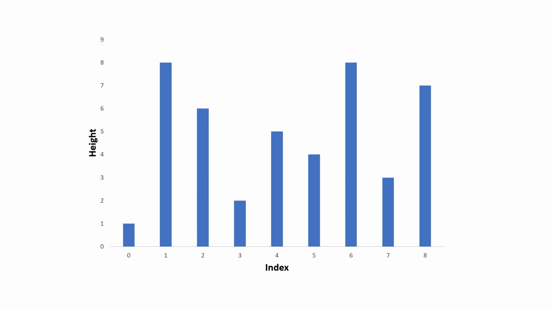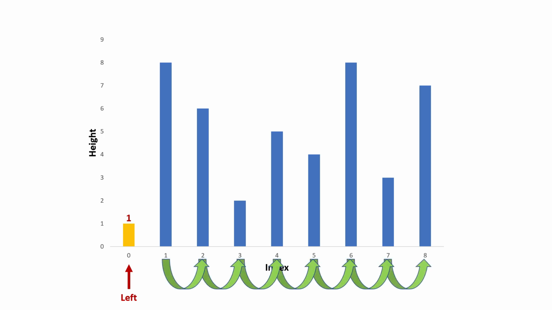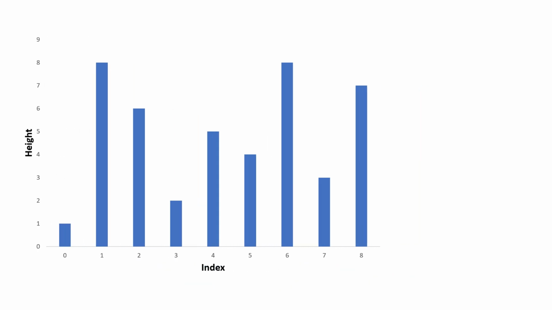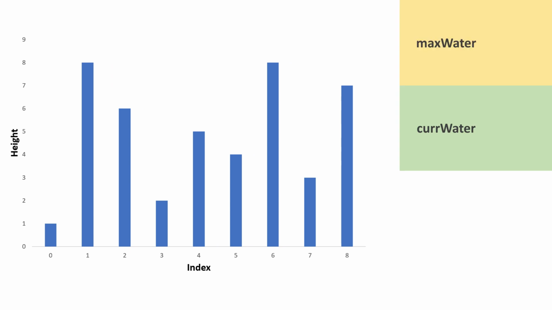We start the algorithm with the first height in the array, 1, which is our left height. We check this height with every height on its right and calculate the amount of water each of these combinations can hold. We will make use of two variables, current water and max water. Current water is used to store the amount of water the current combination of left and right heights can hold. Max water is used to store the maximum amount of water that we got so far in our previous iterations. Initially, its value is 0.